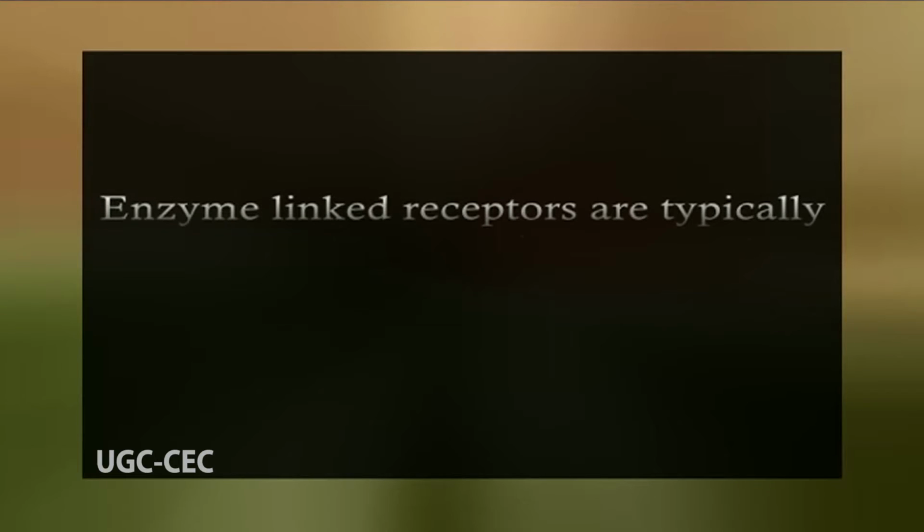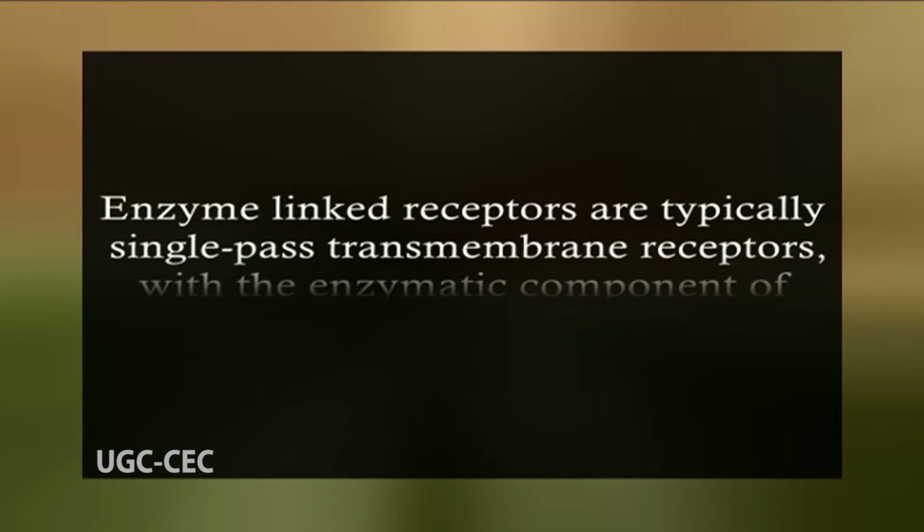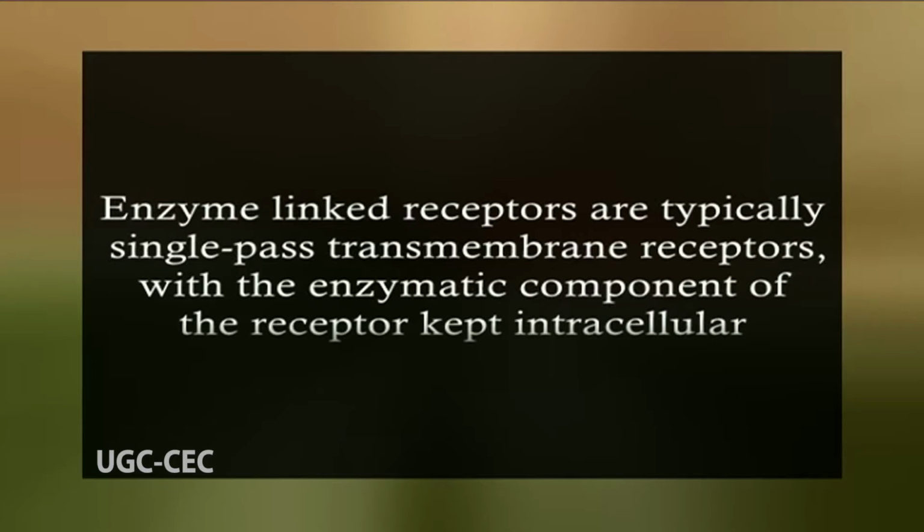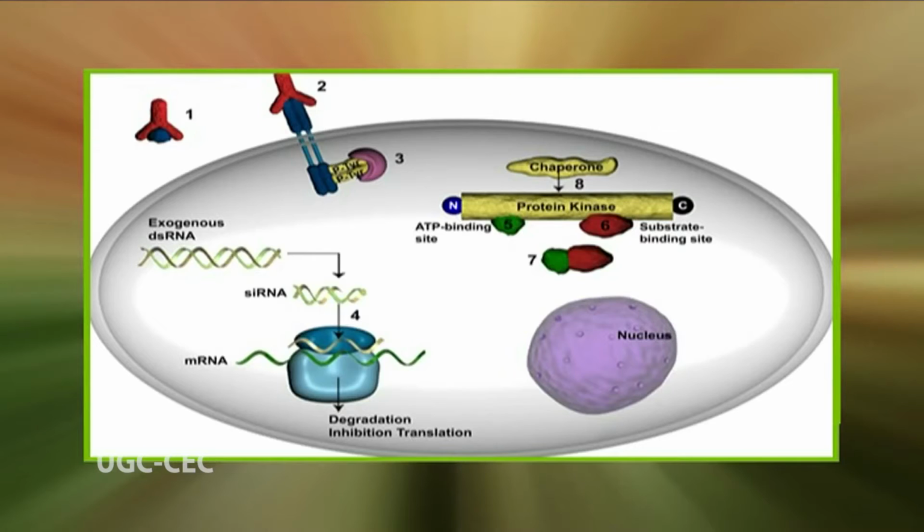Enzyme-linked receptors are typically single-pass transmembrane receptors with the enzymatic component of the receptors kept intracellular. The majority of the enzyme-linked receptors are associated with protein kinases. G-protein coupled receptors are integral membrane proteins that possess 7 transmembrane helices. These receptors activate a G-protein with ligand binding.